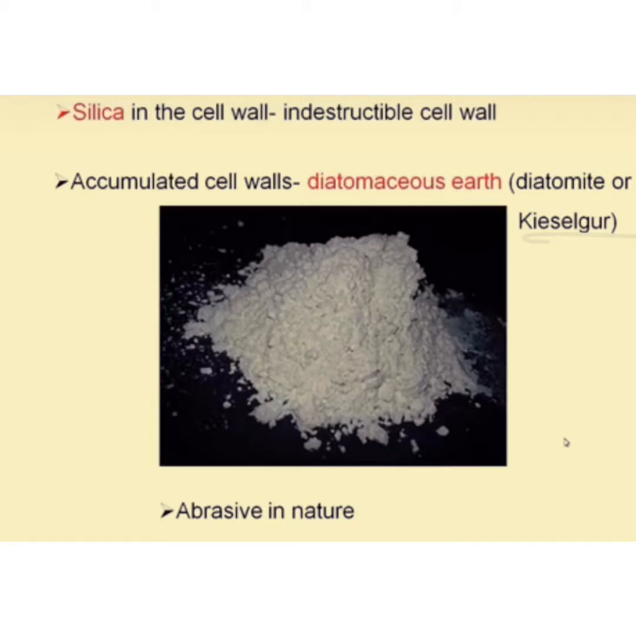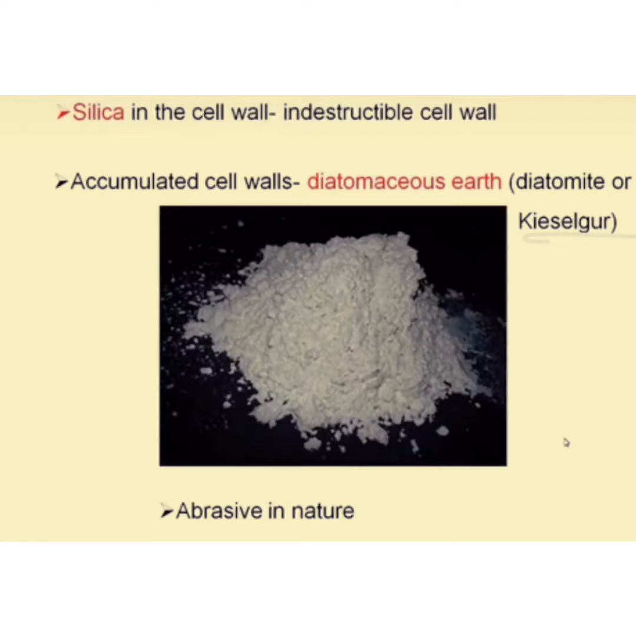So it gets accumulated in the cell walls, and it forms the diatomaceous earth or diatomite or kieselguhr when the animal or the protist dies. Moreover, it is abrasive in nature, so it is also used for polishing and for filtration purposes.